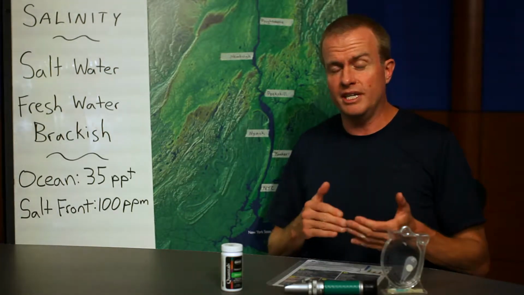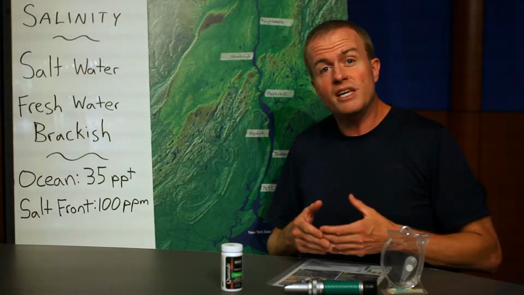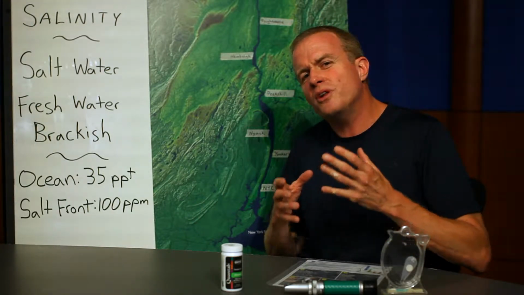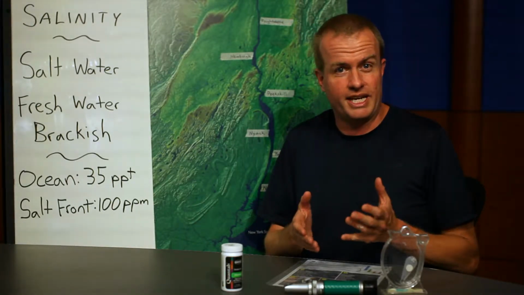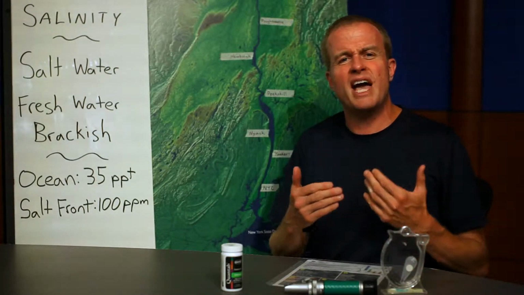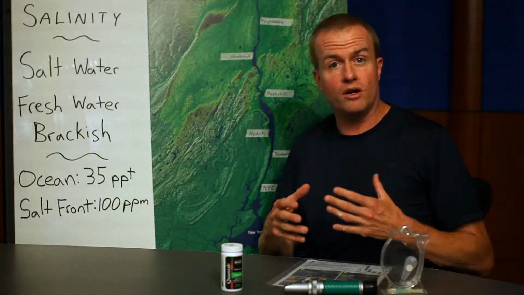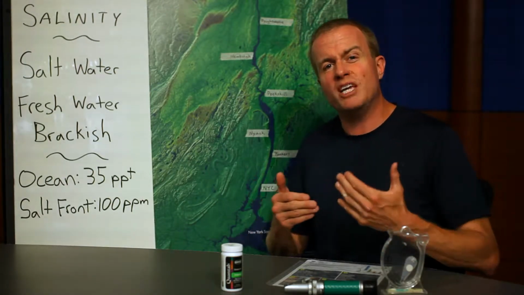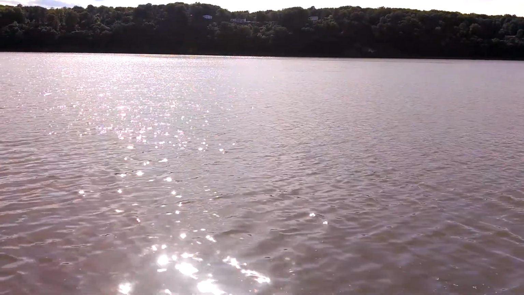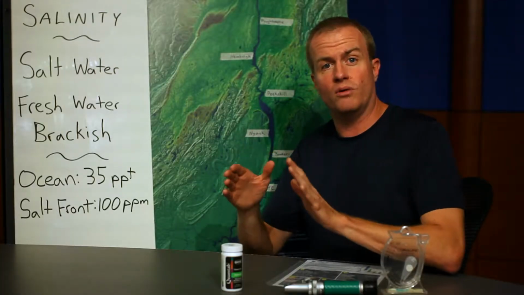We can measure salinity using a few different methods and in a couple of different units. For example, in the ocean, full salt water is usually measured at about 35 parts per thousand in the Atlantic. Whereas in freshwater, salt is so dilute we usually measure that in parts per million or milligrams per liter of chlorides. One term you might hear is salt front, which is the leading edge of dilute seawater, or about 100 milligrams per liter of chlorides.